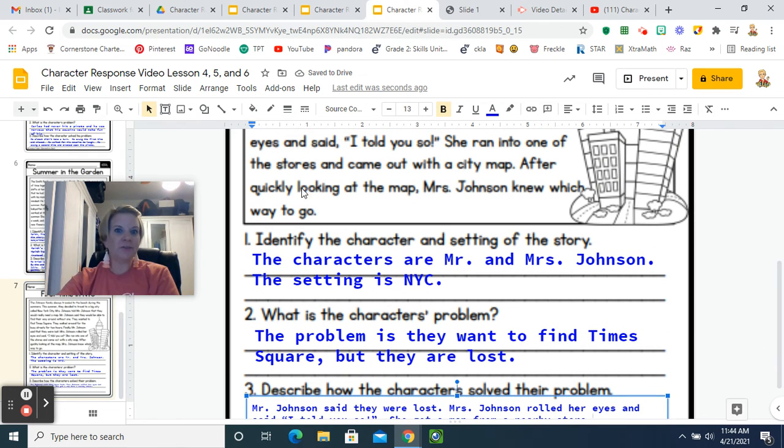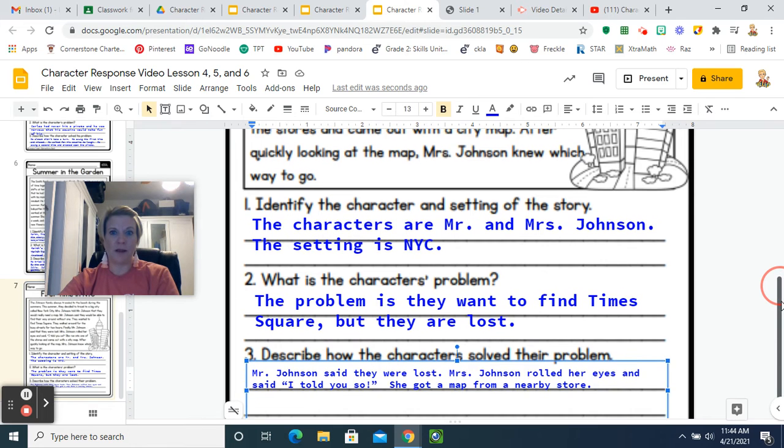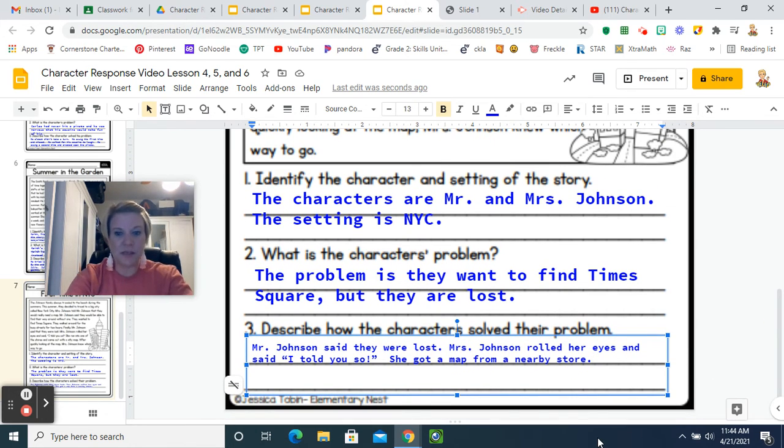All right, after quickly looking at the map, Mrs. Johnson knew which way to go. All right, is that a thought, a feeling, a do, or a say? All right, let's go back and let's add it. So, she looked at the map, so that's an action, and she knew which way to go.